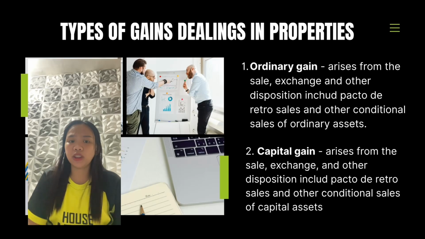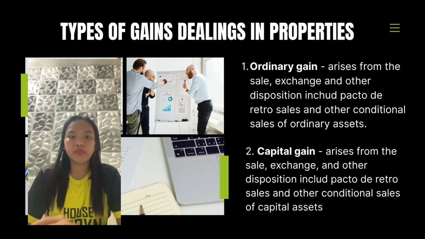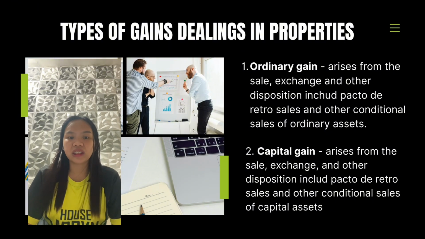So now let's proceed to types of gains on dealings in properties. This text explains the taxation of gains on dealings in properties, specifically focusing on the distinction between ordinary gains and capital gains and their respective tax treatments. Types of gains. Ordinary gain. This arises from the sale, exchange, or other disposition of ordinary assets. These are assets used in a business. Second is capital gain. This arises from the sale, exchange, or other disposition of capital assets. These are assets not used in business.